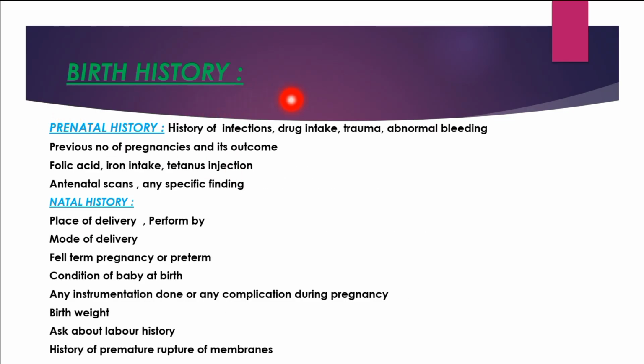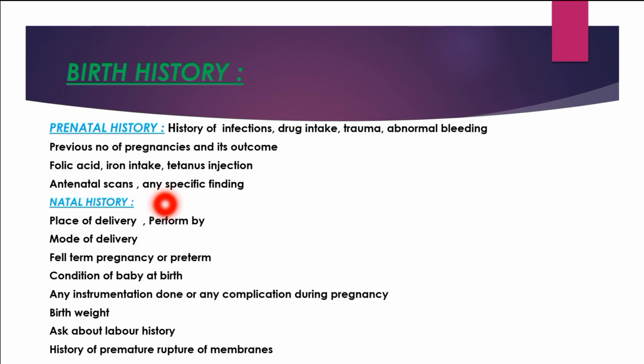Next is the birth history. In birth history we have the prenatal history, natal history, and the postnatal history. The first one is the prenatal history. In prenatal history, ask about any history of maternal infections, drug intake during the pregnancy, trauma, abnormal bleeding, the previous number of pregnancies and their outcome, and whether she had taken folic acid or iron supplements, and whether she had received tetanus injections or not. Similarly, also ask about the antenatal scans done and any specific findings.